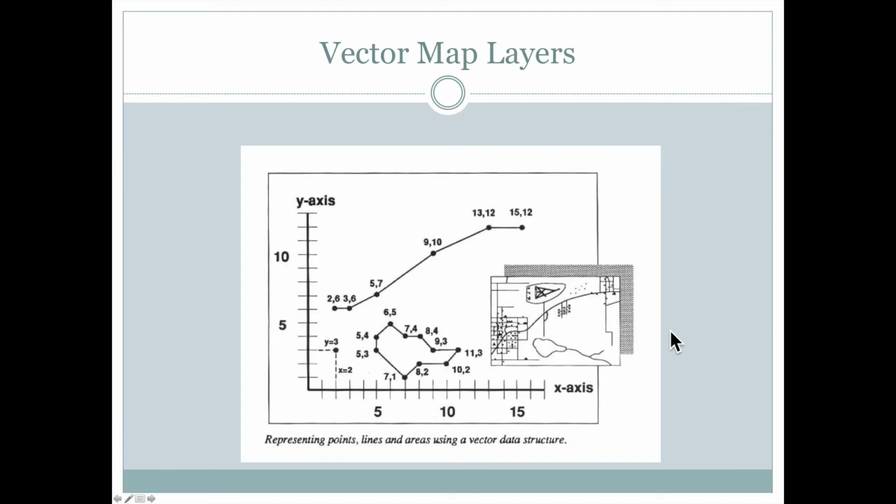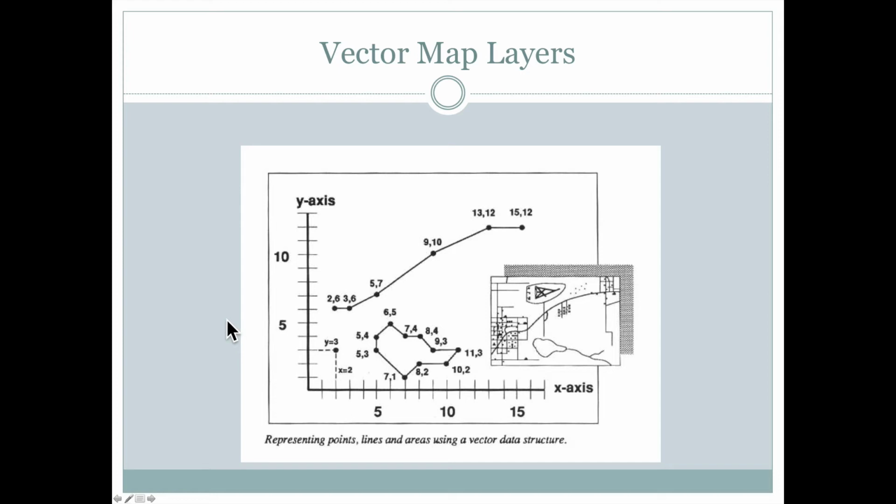This just shows how we can use that to represent the real world. Here we have an area with a road and some houses and a lake, and we're able to represent the house as a point, the road as a line, and the outline of the lake as a polygon. So this is kind of the geographic side of GIS.